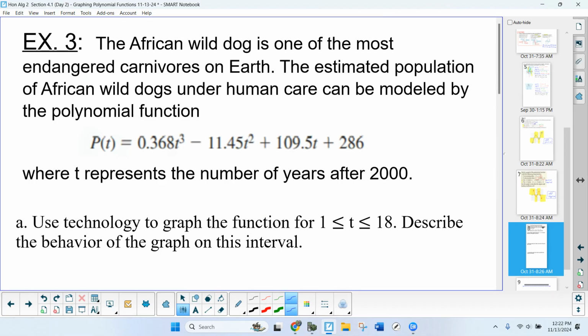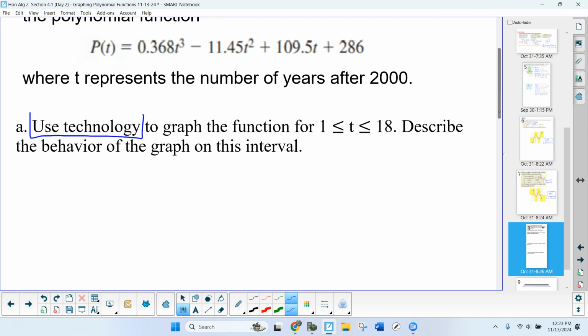The African wild dog is one of the most endangered carnivores on Earth. Its estimated population under human care can be modeled by this polynomial function, where t represents the number of years after 2000. Use technology. When it says use technology, this is where you may what? Graphing calculators. Grab the graphing calculators.